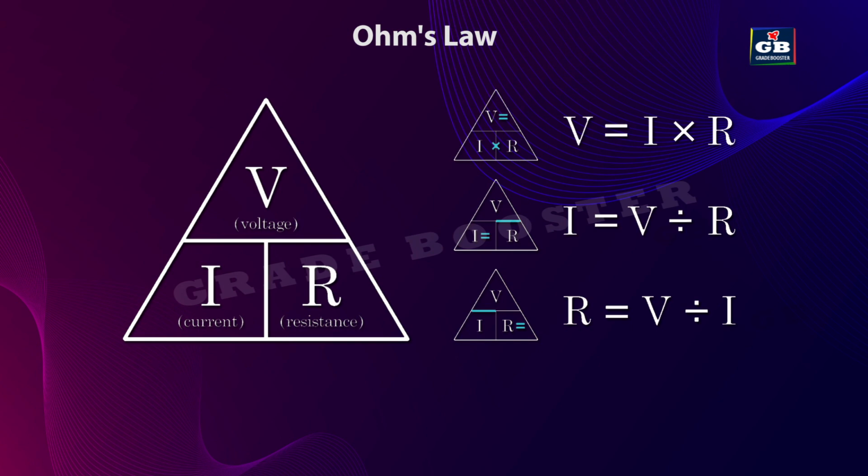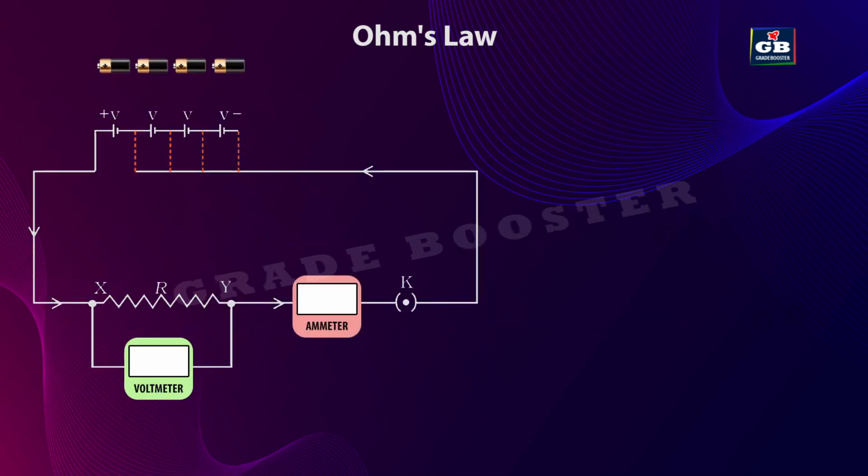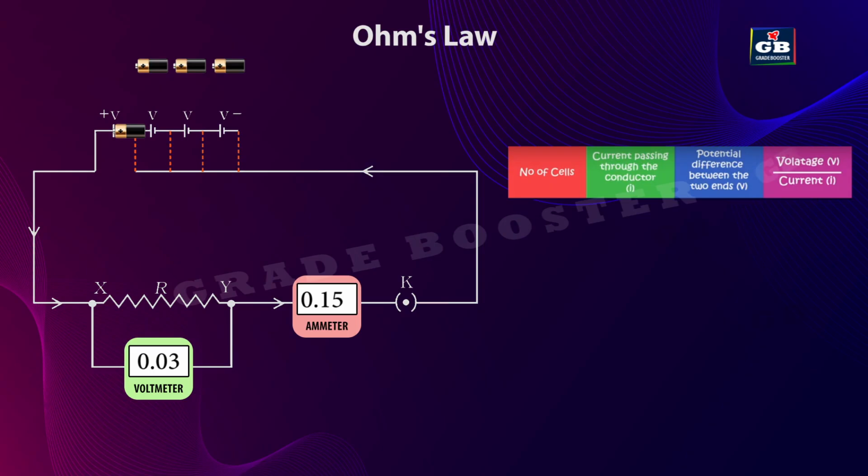Let us see how to verify Ohm's law with a lab setup. To verify Ohm's law, we need a few cells, a cell holder, a conductor, an ammeter to measure the electric current, and a voltmeter to measure the potential difference or voltage. Now connect the circuit and place only one cell in the cell holder. Let us note down the readings in the voltmeter and in the ammeter. Write these values in a table.